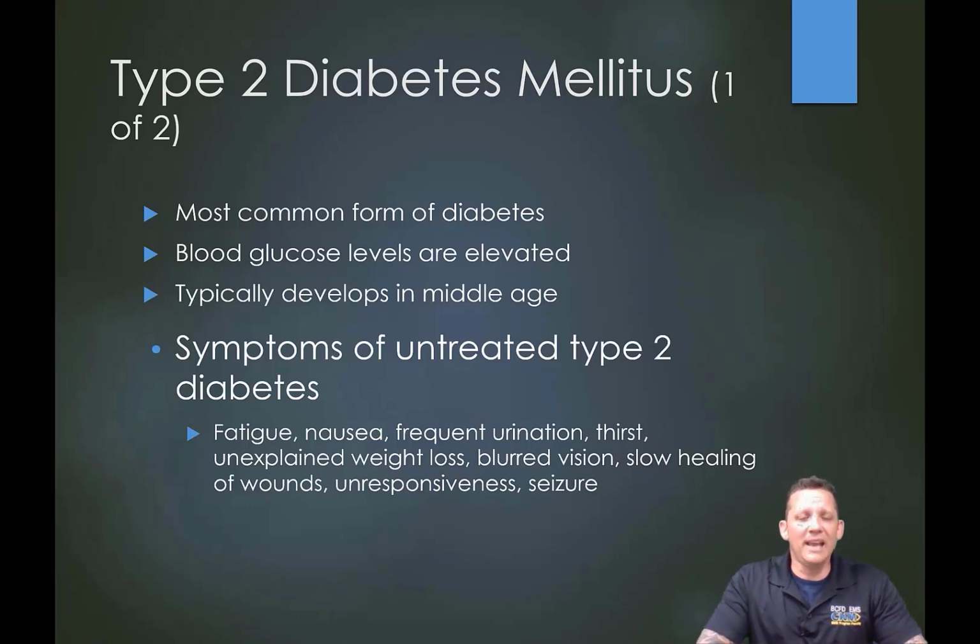into the cells. And as we do that, we're actually helping to wear out the pancreas or damage it to such a significant level that we're unable to keep up with the demands. At that point, these patients will end up needing some kind of medication to help them control that, and then they're really mostly going to control this with dietary restriction. Some of the symptoms will be fatigue, nausea, frequent urination, frequent thirst, unexplained weight loss, blurred vision, slow healing of wounds, unresponsiveness, and seizures.